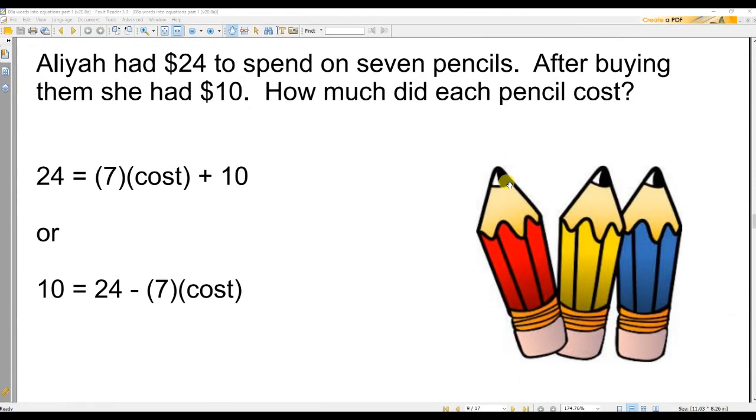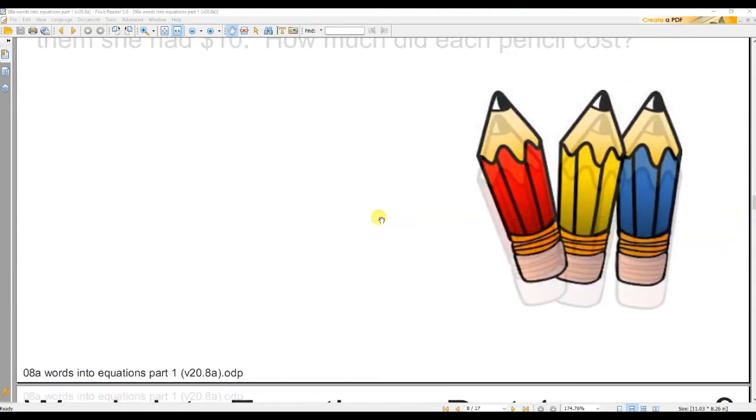How much did each pencil cost? $2. All right, that's good enough.